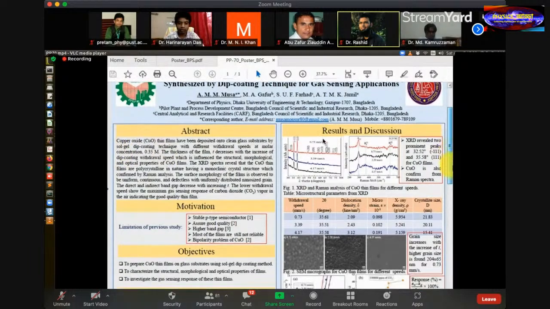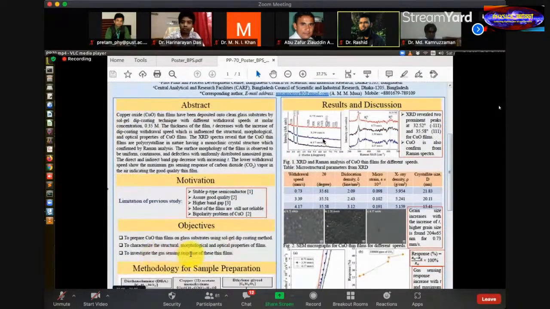Our main objective is to investigate the gas sensing response of this thin film, and the precursor is copper acetate monohydrate. Here, in the result discussion, we have two prominent peaks from XRD analysis, which are -111 and 111, and Raman analysis also confirms this is a copper oxide thin film.